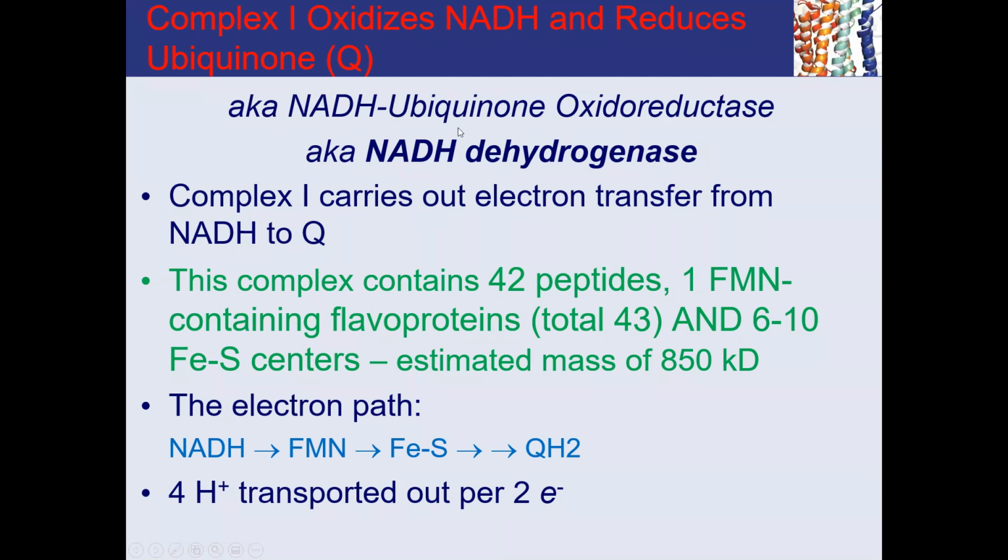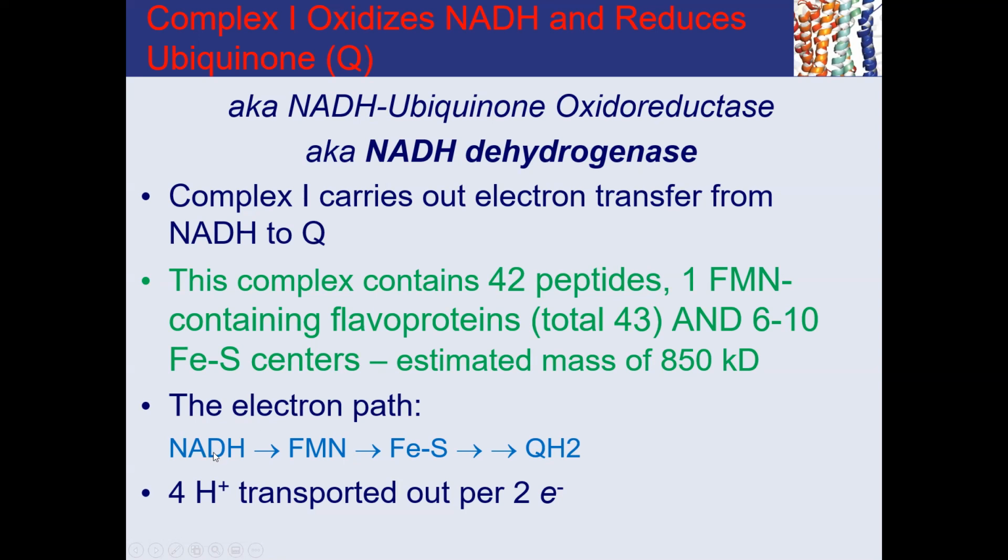But there are various names. And it basically allows the electrons to be transferred from NADH to ubiquinone. So you can see on the left hand side is NADH. Electrons will be transferred from NADH to FMN to iron sulfur center and eventually to quinone, ubiquinone. And so that's why you are seeing ubiquinone in reduced form, which is ubiquinol, QH2. That's what they are showing you. That's what these arrows mean. That's just showing you the electron path.